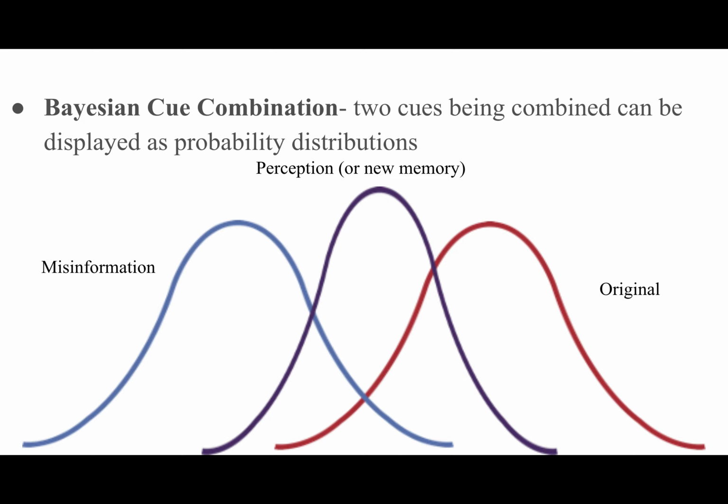In this case, the red curve will demonstrate our original event, and the blue curve will demonstrate the misinformation event. The curve in the middle is the combined distribution, which is an optimal fusion of the stored knowledge and the current sensory information. For the purpose of our study, the purple curve is the participant's perception. And in the distribution shown, this happens when the original event and the misinformation are weighted equally, and there is a perfect combination of the two.